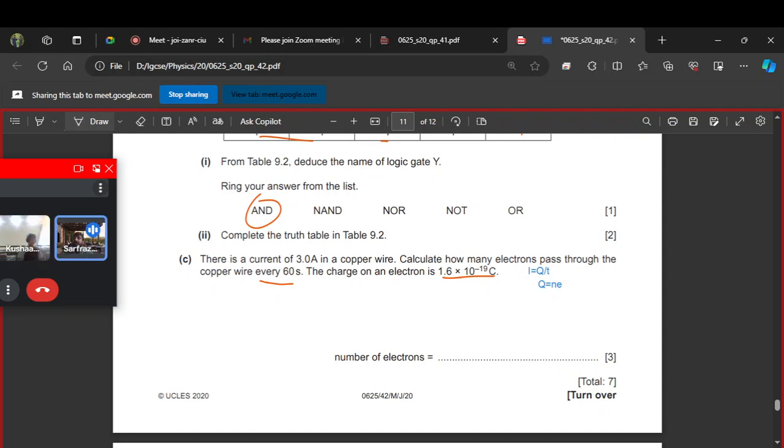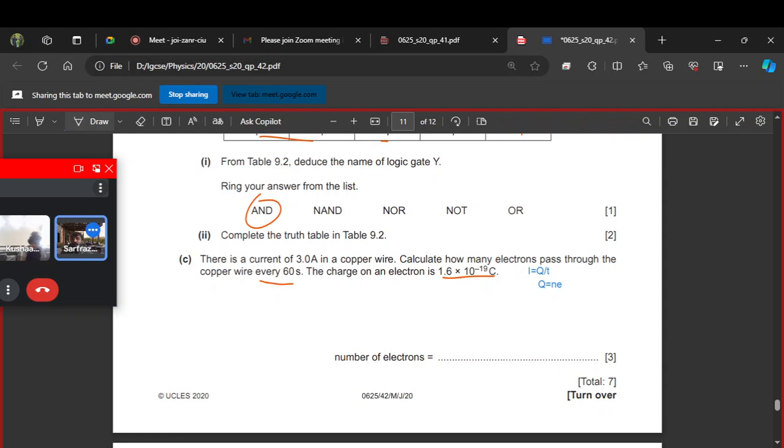First we will calculate using the formula of current. So what is the formula for current? We have P equals IV, V equals IR, Q is equal to IT. So you will use this formula, Q equals IT, because here I and T are given.